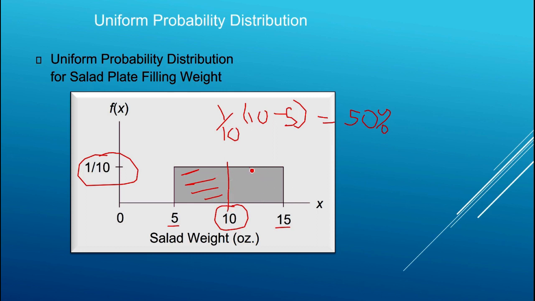You could do this really for any two values that you choose. If you were to have 12 here, and you want to know the probability of getting a salad filling weight that was between 12 and 15, you would simply take 15 minus 12, right? That would be 3, and then you would take that 3 and divide it by the 10, 3/10, or a 30% probability of getting a salad filling weight between 12 and 15. So that's how you interpret the areas as probabilities. Something that's very general that we'll see again in other probability distributions that are more complicated.